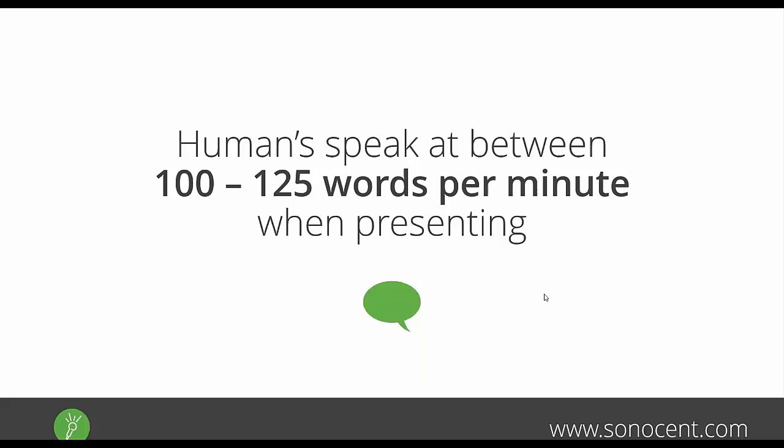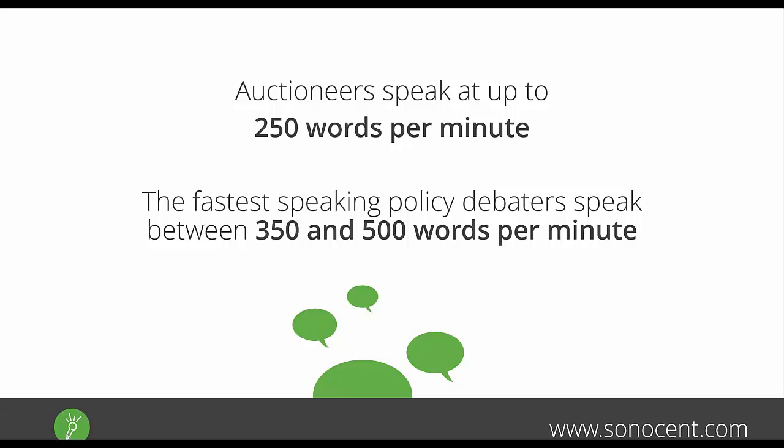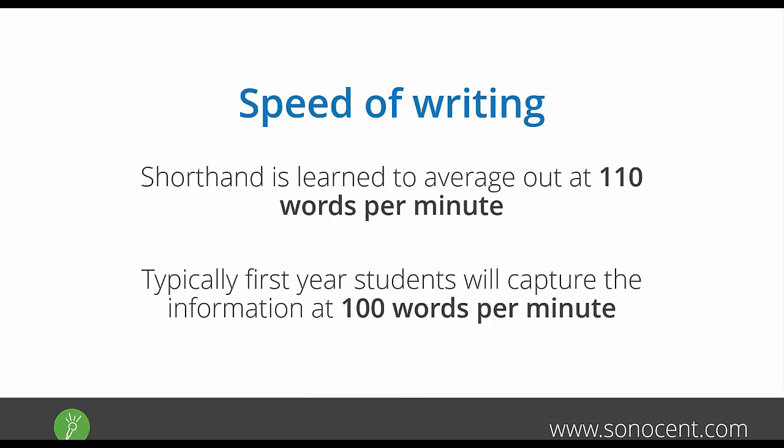So it really comes down to speed, and humans speak at between 100 to 125 words per minute when presenting on the lower end of the scale, and on the higher end of the scale up to 250 words per minute, and the fastest speaking debaters up to 500 words per minute, which is obscenely quick. So shorthand is learned to average out at 110 words per minute, and typically studies have shown that first year students capture information at around 100 words per minute.